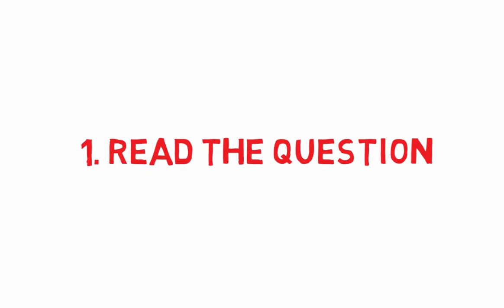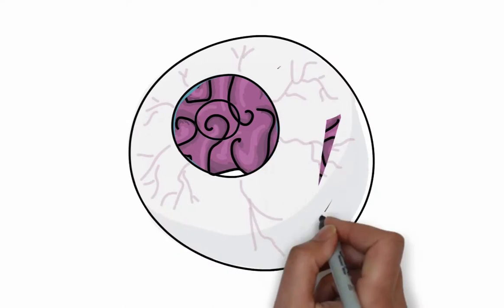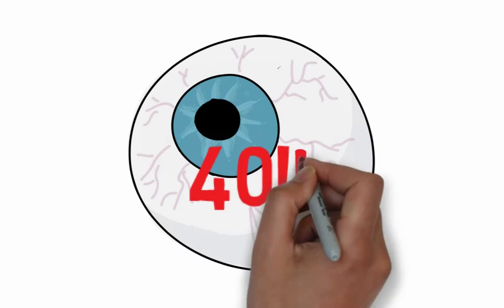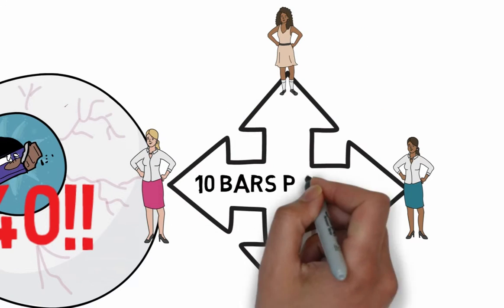Number 1. Read the question. Picture it in your mind. You'd see 40 caramel bars being distributed among 4 girls. They were supposed to have equal shares each, meaning 10 bars per girl.